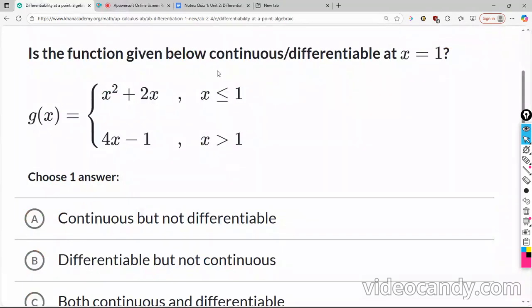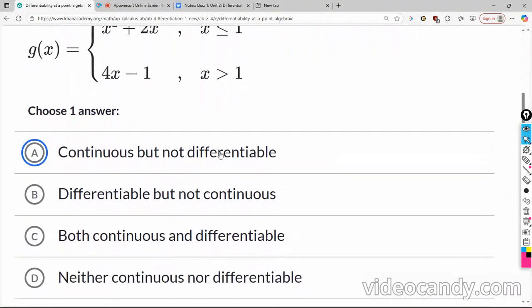Is the function given continuous and differentiable at x equals 1? Notice x equals 1 is on the boundary of both piecewise functions. So you can go by this number here or the number given in the first sentence, like I said. These answer choices are the same for all 4 questions. It's either going to be continuous or not, or differentiable or not.